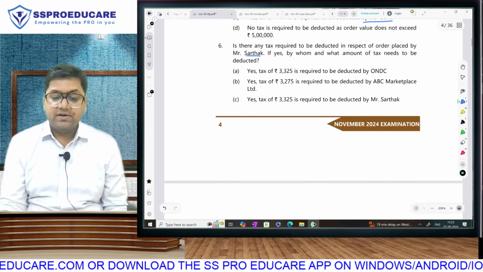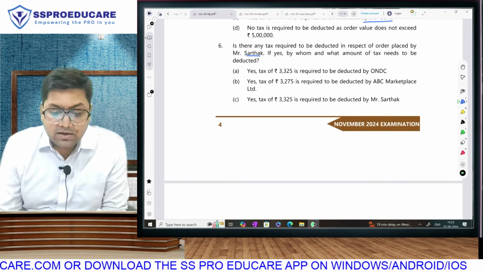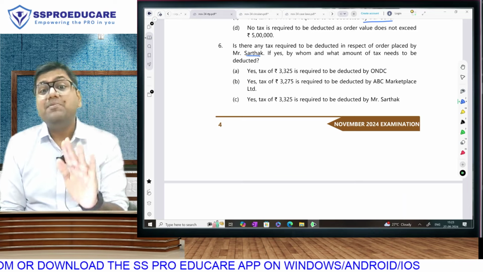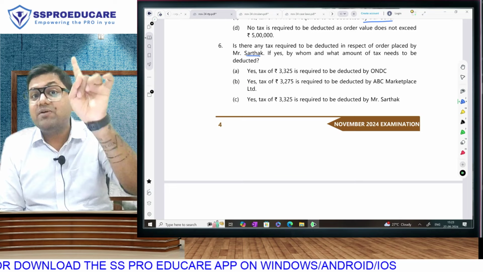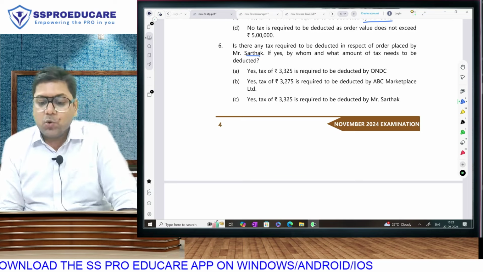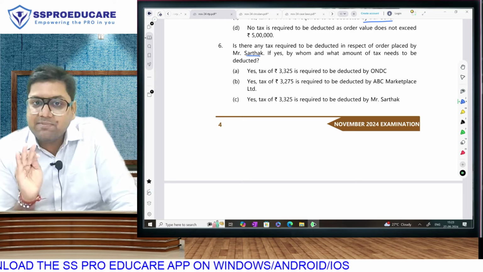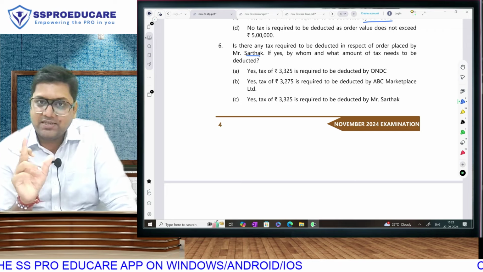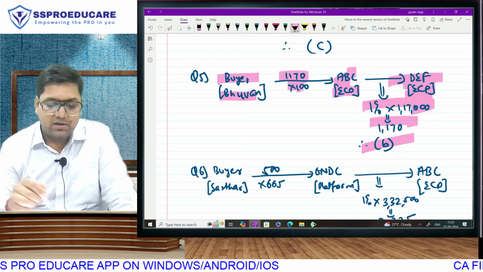Who will deduct? Let's be clear. Who is making payment to ABC, the seller? Last time ABC was ECO, but this time ABC itself is the seller. ONDC. So TDS will be deducted by ONDC on the gross amount which Sarthak is paying. Sarthak will pay ONDC. ONDC will deduct TDS on the gross amount.